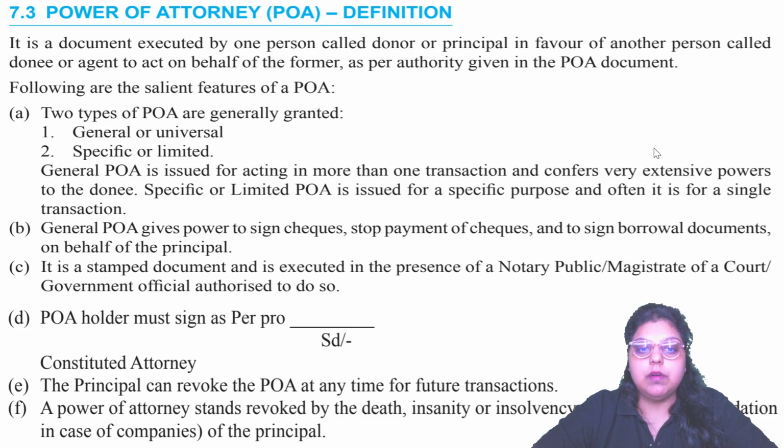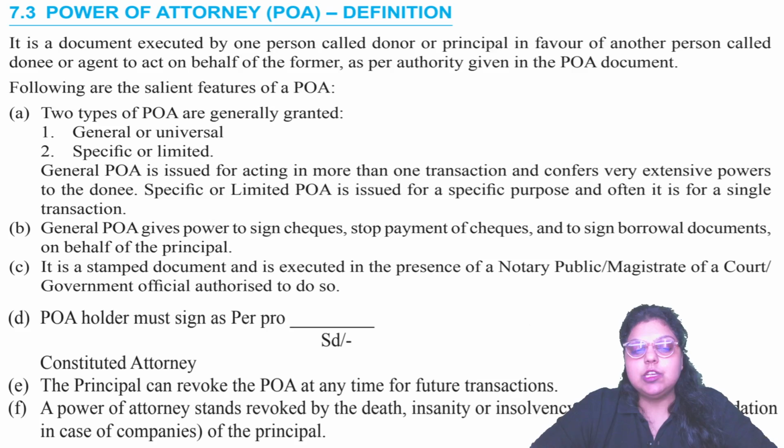If we talk about the power of attorney, it is executed by one person who is called the donor or principal in favor of another person who is called the donee or agent, to act on behalf of the former as per the authority given under the power of attorney. Power of attorney is of two types: general or universal, and specific or limited.